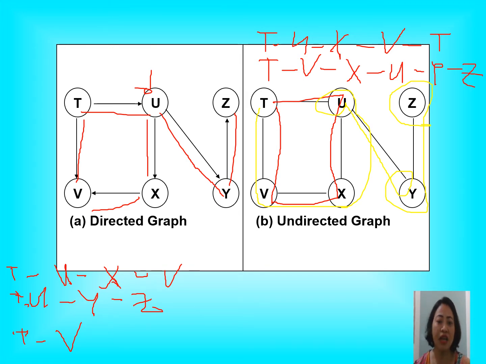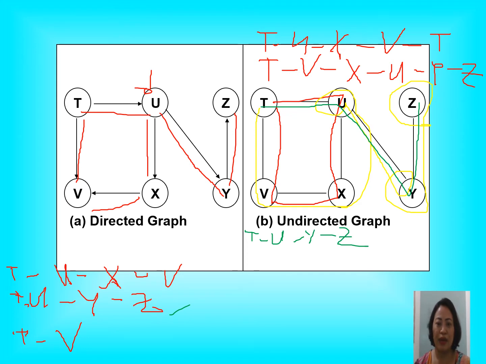Okay? Or another is from T, okay? So from T, it could go to U, to Y, to Z, right? Just this one, just like this one. So we have T, U, Y, Z, okay?